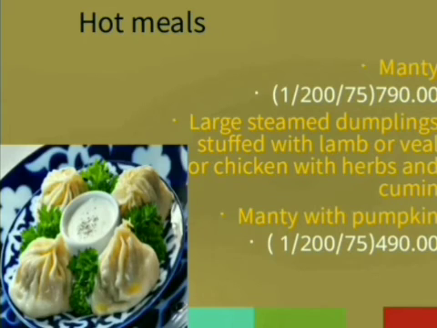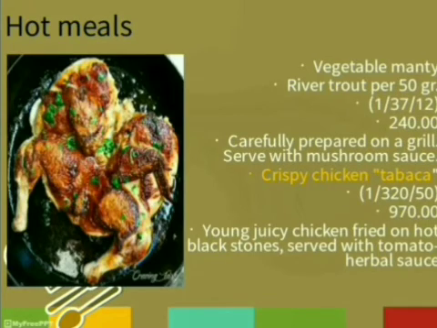Looking at the translation of manta, you can see large steamed dumplings stuffed with lamb or chicken with herbs. Manta with pumpkin. After the explanation, you can give the second name, manta with pumpkin, and the reader will understand what manta is. When we speak about tabaka, they add some kind of addition: crispy chicken. Reading the word tabaka, they may not understand what kind of food it is, but with the additional explanation, crispy chicken, they will understand that it is related to chicken meat.